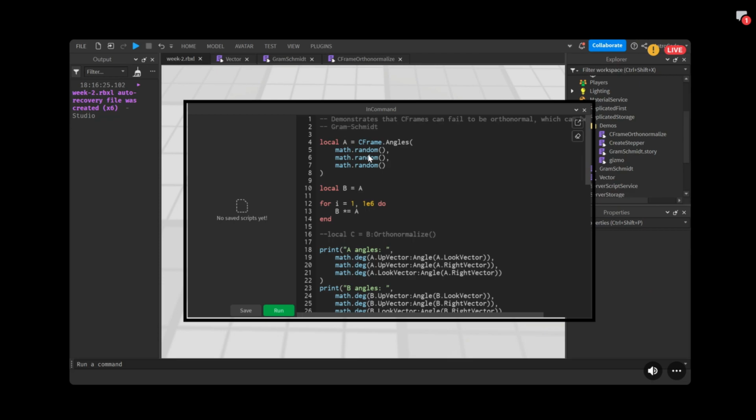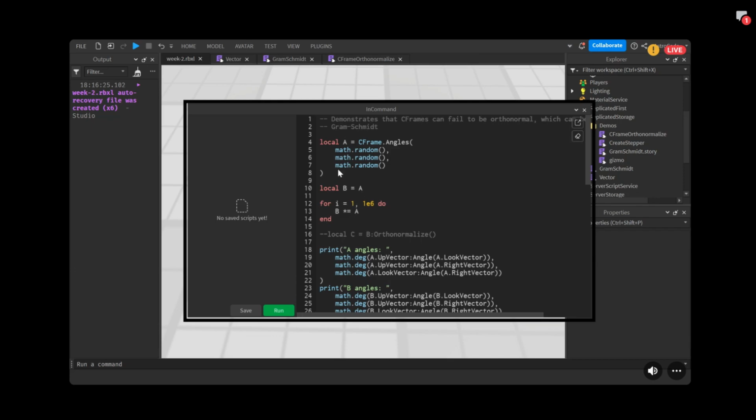Okay, so the example is C-frames. We know that C-frames have a look vector, an up vector, and a right vector. In all of our experiences, these vectors have always been orthogonal and unit length. But it turns out you can give a C-frame whatever numbers you want. So you can totally have C-frames whose right, up, and look vectors are not orthogonal and not unit length. I'll demonstrate that here.